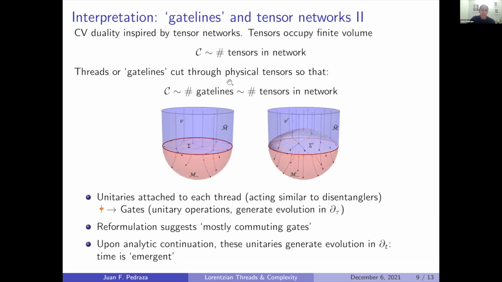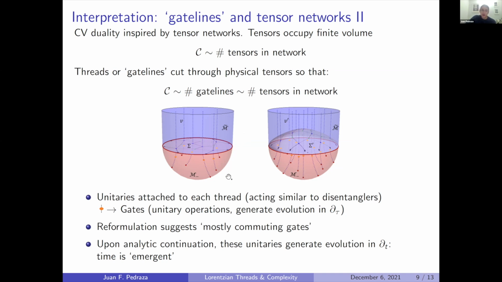Now, what I want to emphasize here is that the CV proposal was first indeed inspired by tensor networks. In particular, the idea is that the physical tensors in a given network occupy some finite volume, and the complexity is given by the number of tensors in the network. Now, given that we also have a discrete version of our flow reformulation, it's natural to combine the two. So we interpret threads as gates or gatelines. This was terminology introduced by Matt and Veronica. In this way we are computing complexity by either counting the number of gates or the number of physical tensors in the network, discretizing the slice, right?